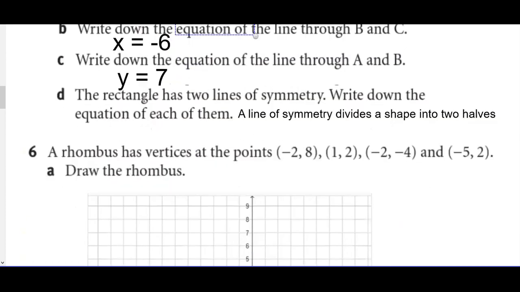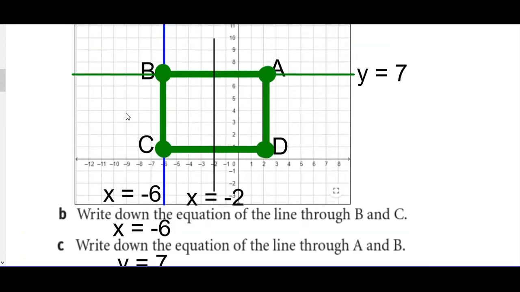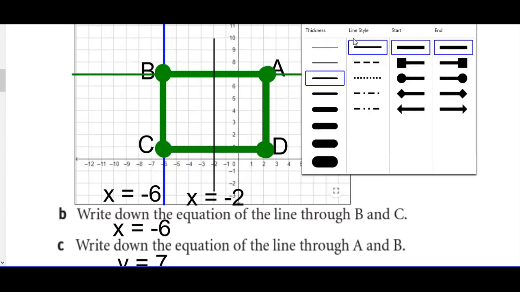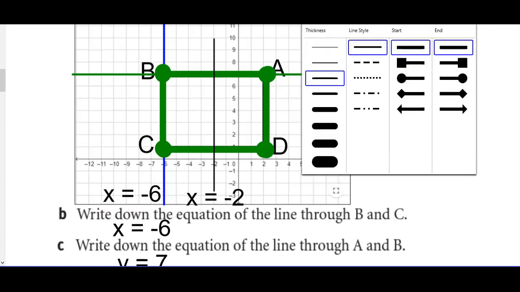And go ahead, fill in here. The rectangle has two lines of symmetry. Write down the equation of each of them. So the first line, I got it, is x equals -2. And how about another line of symmetry? Let's check another line of symmetry. So I go back here, but this time I have to divide this rectangle horizontally, not vertically. So I take my ruler and check how I can divide that rectangle into two halves.